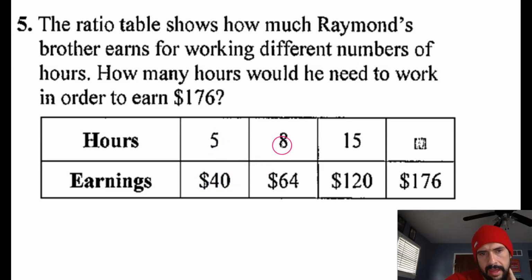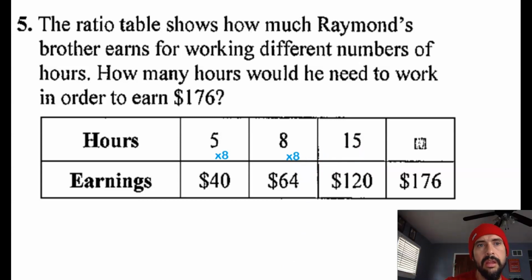Well, let's look at the next one. 8 times something equals 64, right? 15 times something equals 120. So if I know my math facts, I know that 5 times 8 equals 40. And 8 times 8 equals 64. So I already found my pattern, right? And 15 times 8, I don't really know off the top of my head, so let me use my calculator.